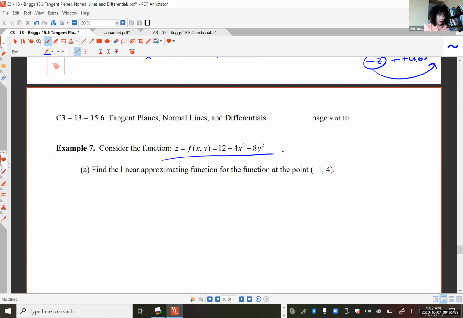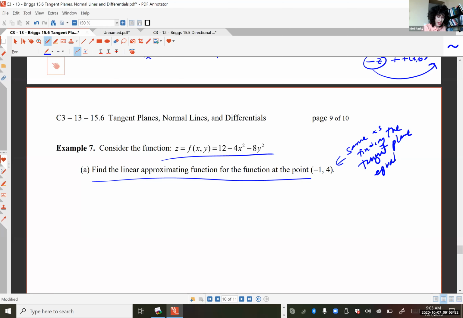here's a problem you might see on MyMathLab. Find the linear approximation for the function at the point -1, 4. Basically, they're just saying this is the same as finding the tangent plane equation. This is a fancy way of asking you to find the tangent plane equation at the point. Now here's the thing though, -1, 4, and then how do I find the z coordinate? Because you need a z coordinate because it's in space.